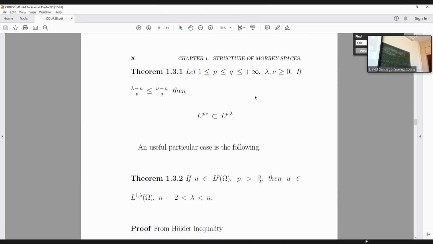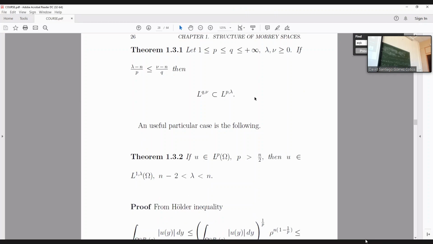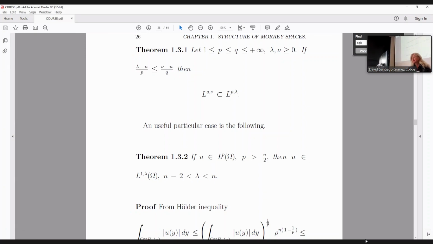Yesterday we considered the relation between a Morrey space and an L^p space where the exponent is different. So we proved, and we finish with this, that if p is more than n over 2, we have that L^p is contained in L^{1,lambda} for every lambda between n minus 2 and n.